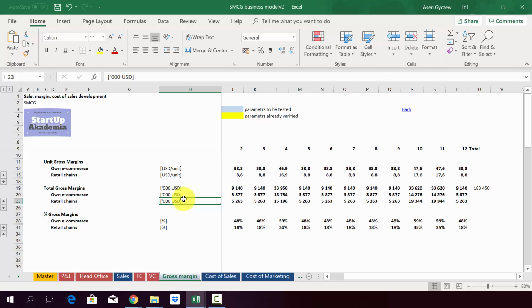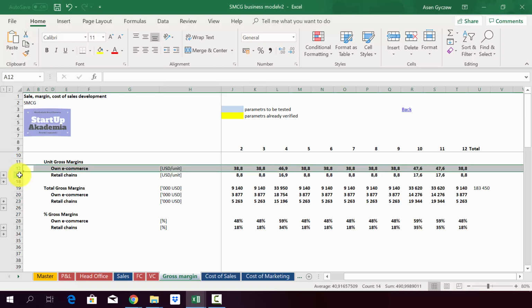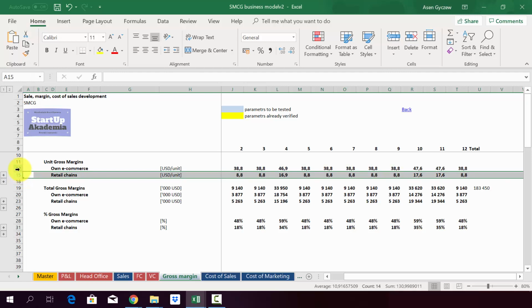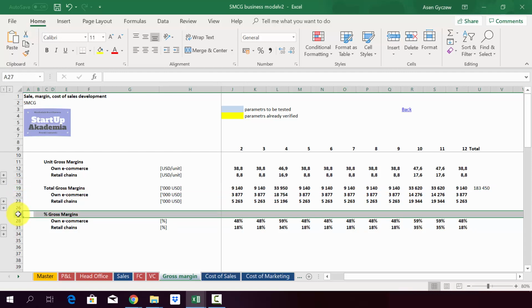It's time to calculate the gross margin on the basis of the unit costs and the prices. So in the gross margin sheet, you will see that we first start by calculating something which we call unit gross margin. And we obviously do it by channel, so own e-commerce and then retail chains. Then on the basis of that, we calculate the total gross margin we have generated. And we also show the percentage gross margin.